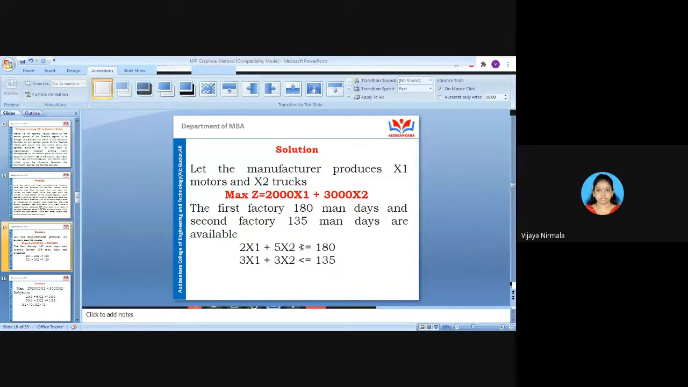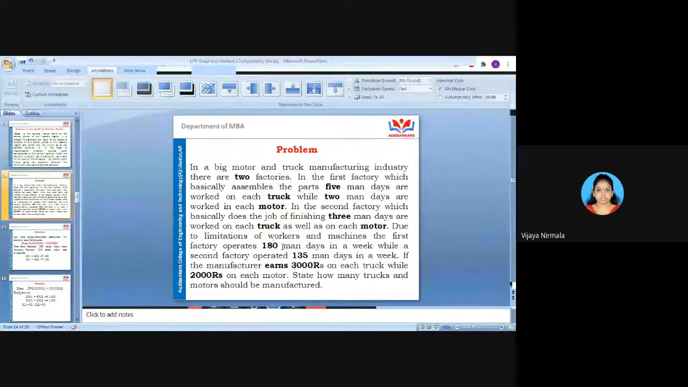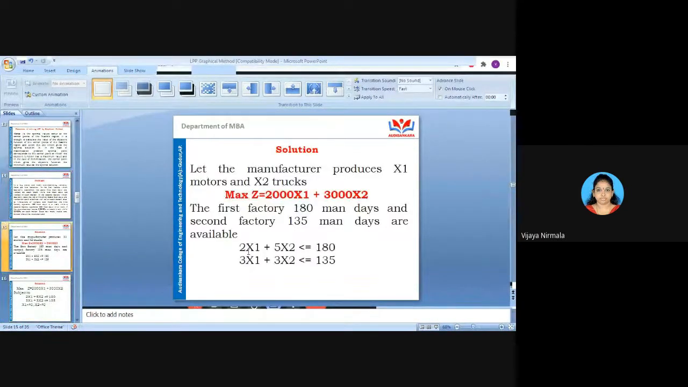How can you note less than or equal to that? What they said is, due to some limitations, the first factory operates 180 man days in a week. So you have written 2x1 plus 5x2 less than or equal to 180. And the next one, the second factory requires how many man days?